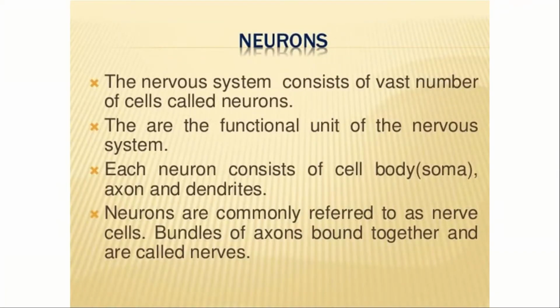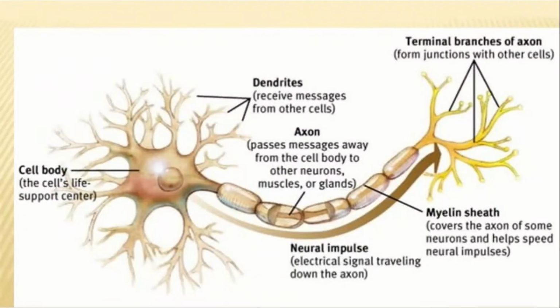Neurons. The nervous system consists of a vast number of cells called neurons, the functional unit of the nervous system. So these neurons are the functional unit of the entire nervous system. Each neuron consists of a cell body, also called soma, axon and dendrites. Neurons are commonly referred to as nerve cells, and bundles of axons bound together are called nerves.